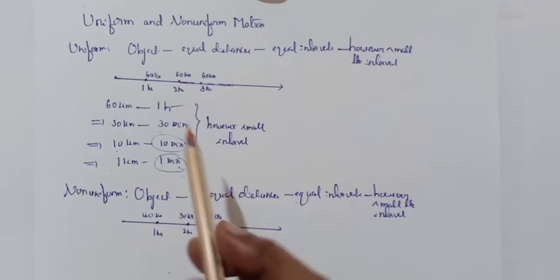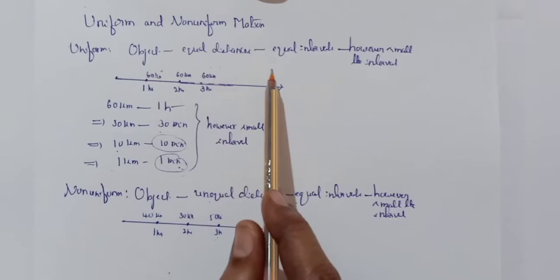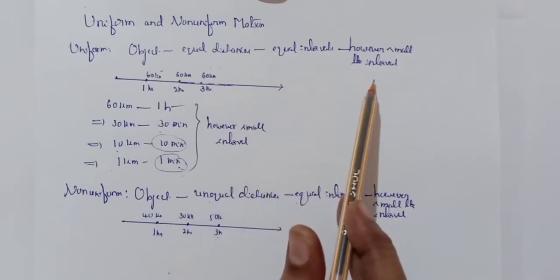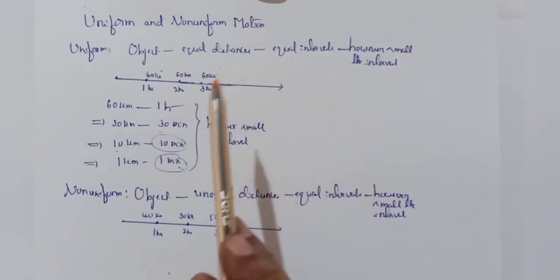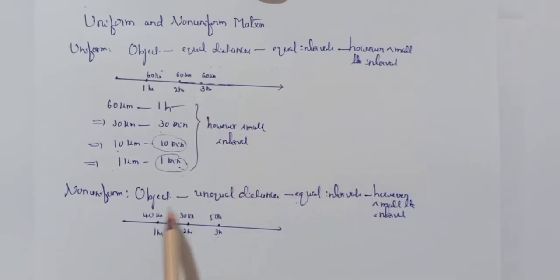So uniform motion means if the object covers equal distances in equal intervals of time, however small the interval may be, then the motion of the object is said to be uniform. If an object covers unequal distances in equal intervals of time, however small the interval may be, then the motion of the object is said to be non-uniform.